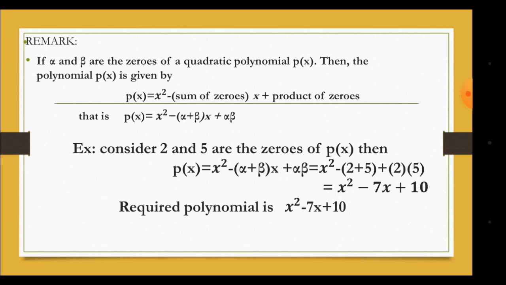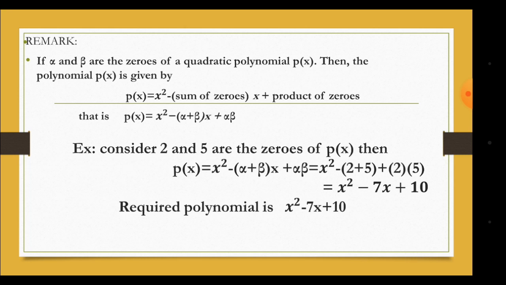See example. Consider 2 and 5 are the zeros of p of x. You have to form the polynomial. Then how to form the polynomial? We have a formula p of x equal to x square minus alpha plus beta into x plus alpha into beta. So substitute here values: x square, alpha plus beta means 2 plus 5, alpha into beta means 2 into 5. So we get x square minus 7x plus 10. So when 2 and 5 are the zeros of polynomial, then our required polynomial is x square minus 7x plus 10. Okay, in this way when we have zeros, we can form a polynomial.